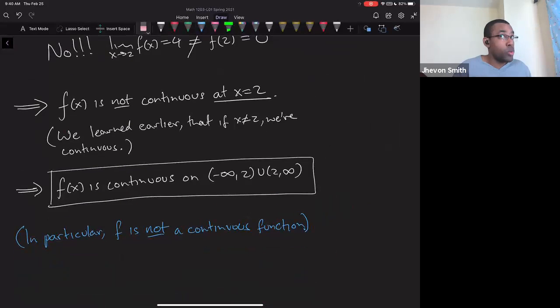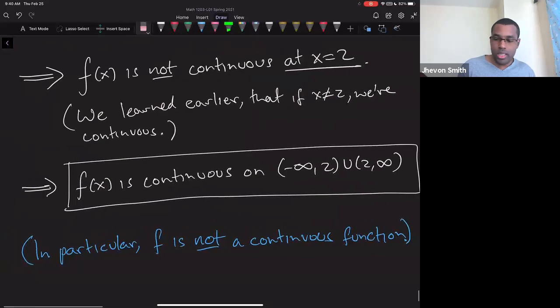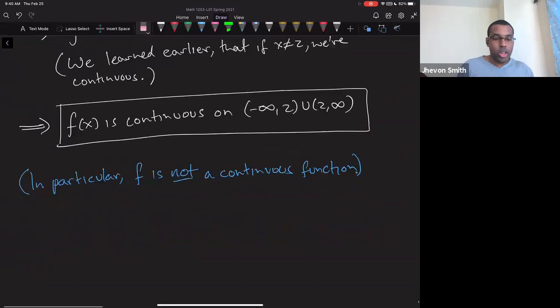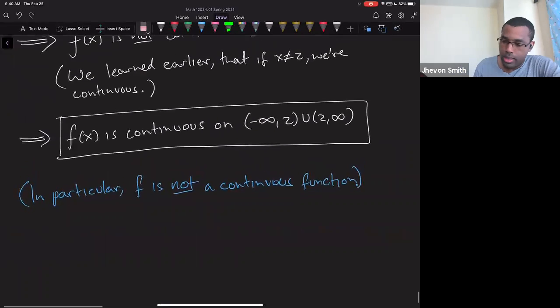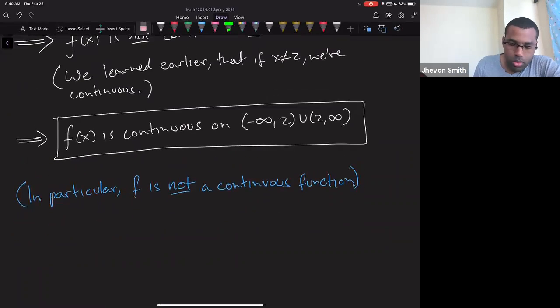Therefore, the function is not continuous at all points in its domain, and therefore, in general, it's not a continuous function. If I want to say specifically where it is continuous, then it's continuous on this interval, but it's not continuous at 2. So you might be curious. That's curious, right? Why did this happen?